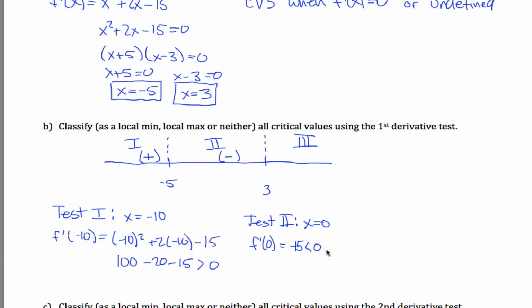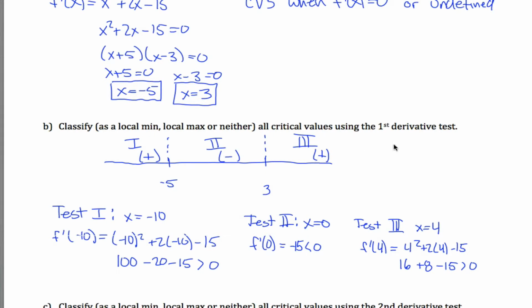And then finally, let's test region 3, maybe over here. Pick any number you want that is bigger than 3. I don't know, 10, 4, 5, whatever you want. I'll pick 4, sure. F prime of 4 is 4 squared plus 2 times 4 minus 15. Well, 4 squared is 16. So when I add 8 to 16 and then subtract 15, I'm definitely going to get a positive number because I already have more than 15 just by this 16 right here, and I'm adding 8 more. Definitely positive. The derivative here is positive.